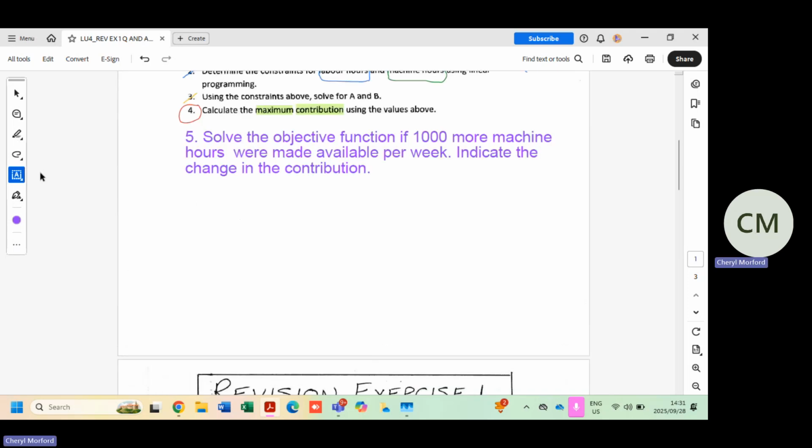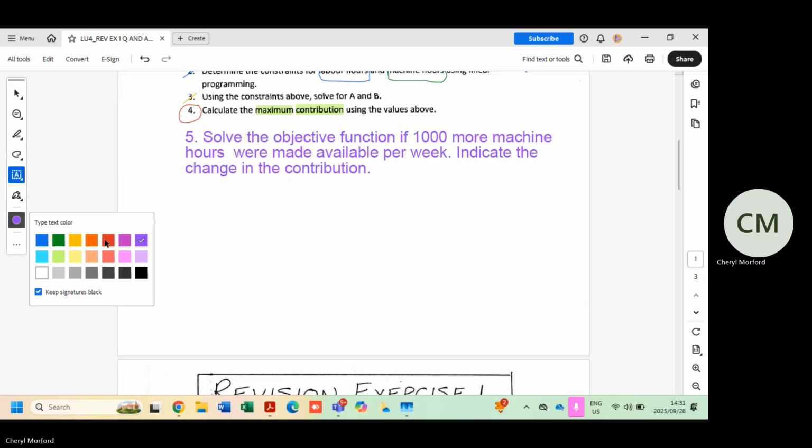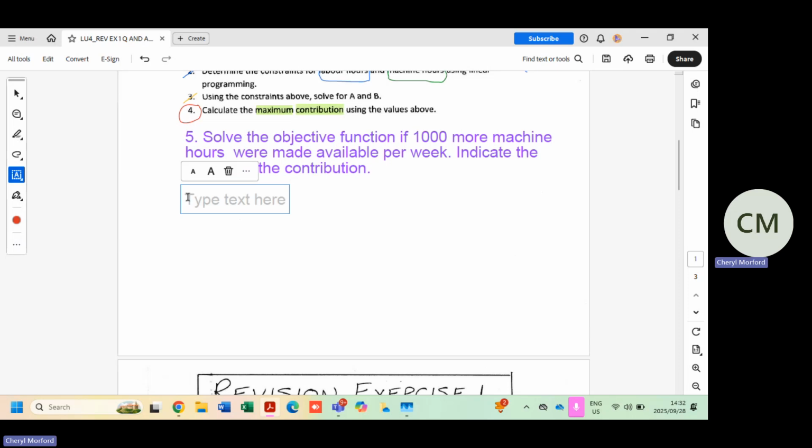So let's see if I can actually type some of the answer in here. So what are we then going to do? Right. We're going to redo the machine hours constraint. And that's going to be the 18A plus the 4B.